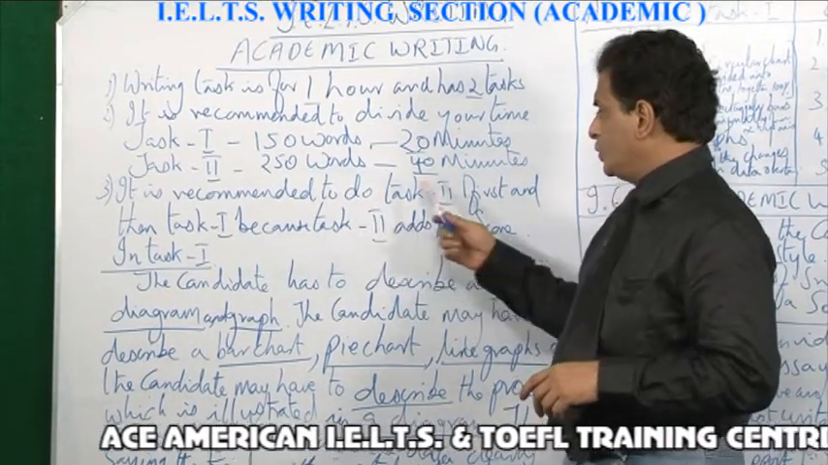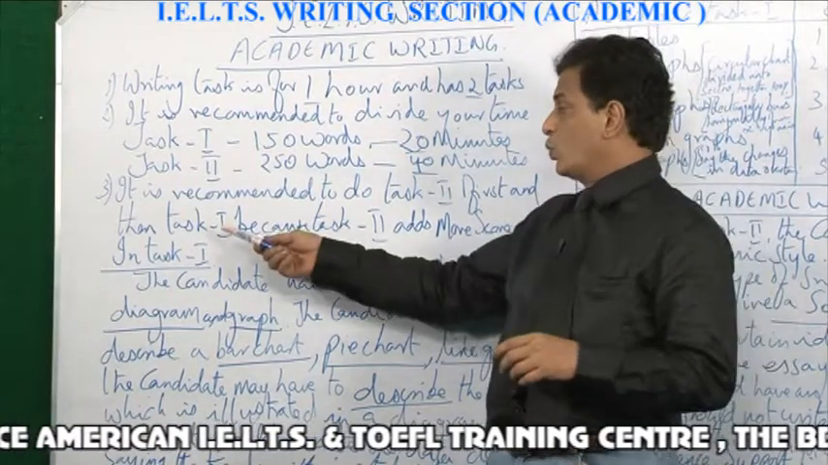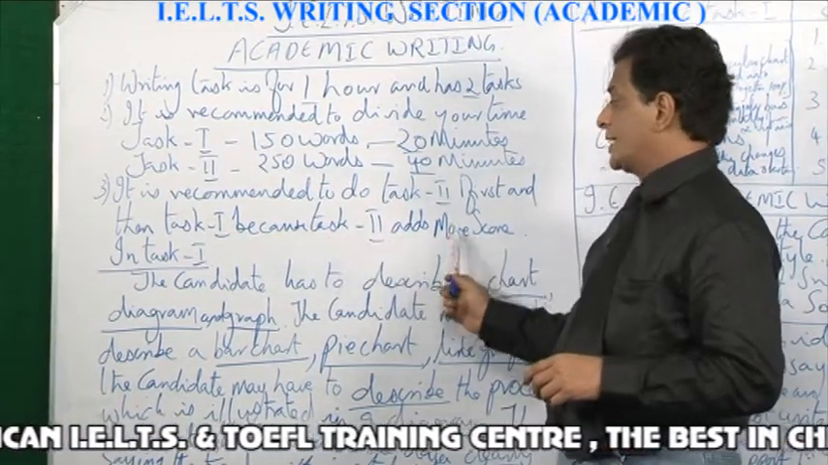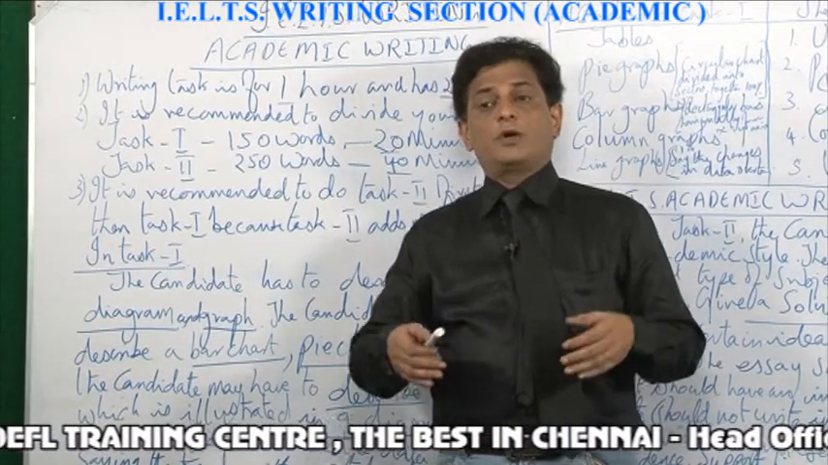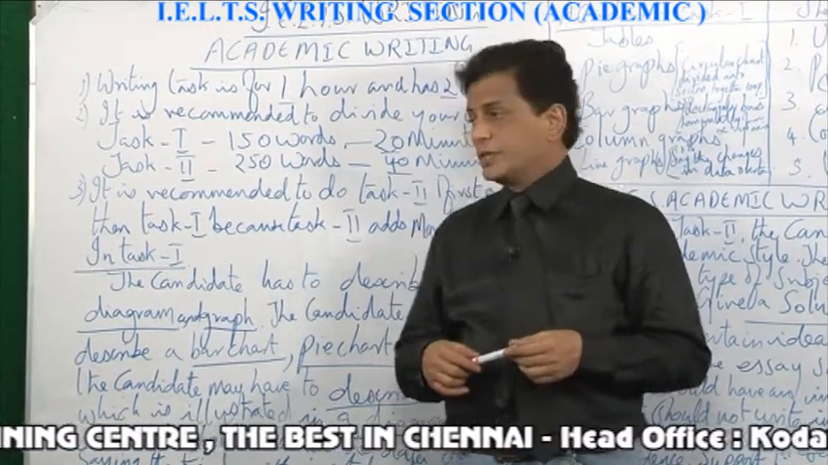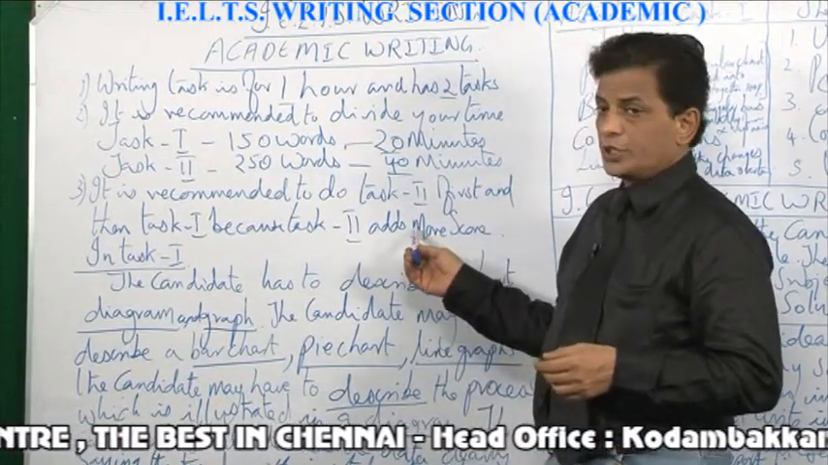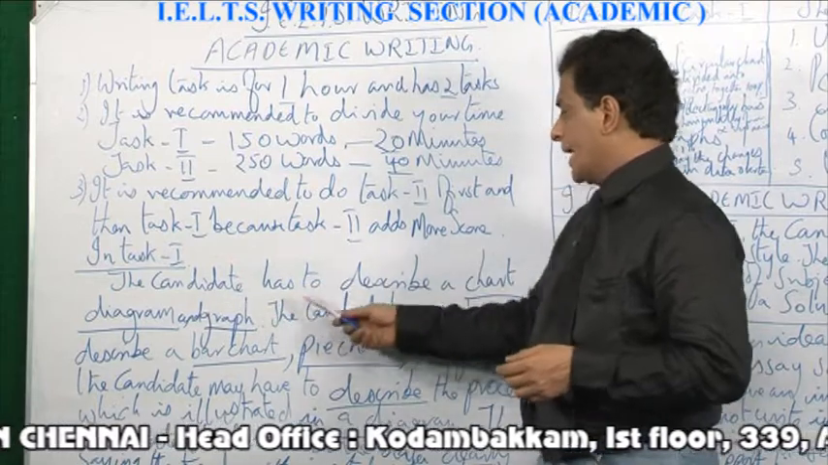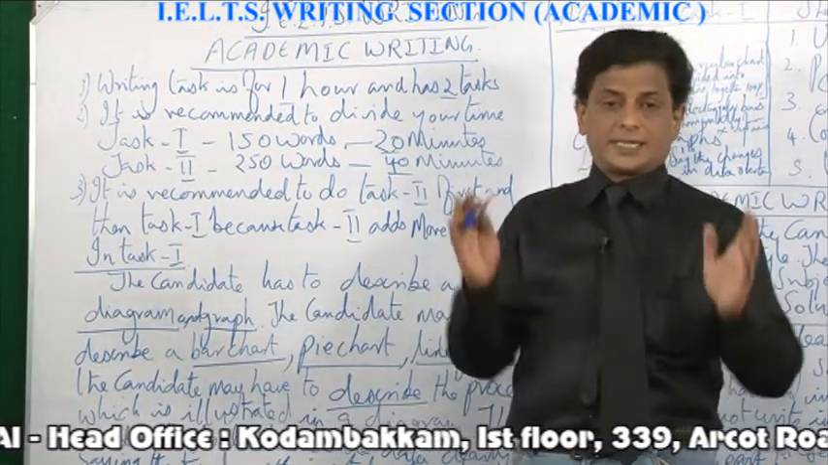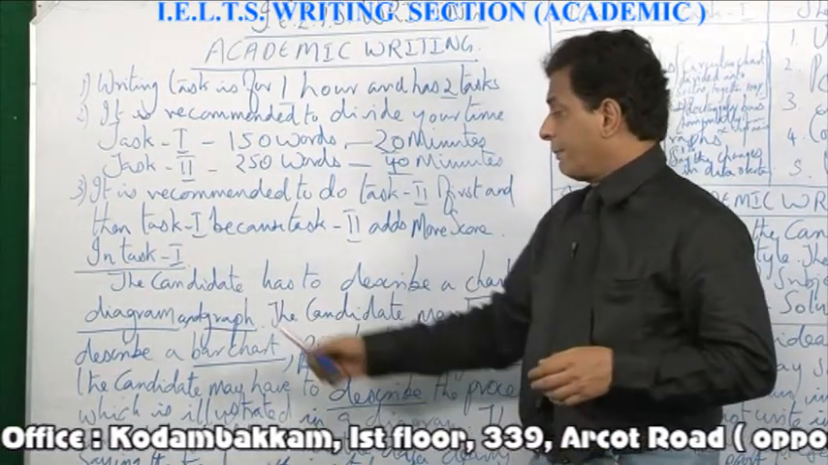It is recommended to do task 2 first and then task 1, because task 2 adds more score. Task 2 is 250 words, where more points are given, more score is given. So, it is recommended for you to do your task 2 first, and after that you can do your task 1. In task 1, the candidate has to describe a chart, a diagram and a graph.